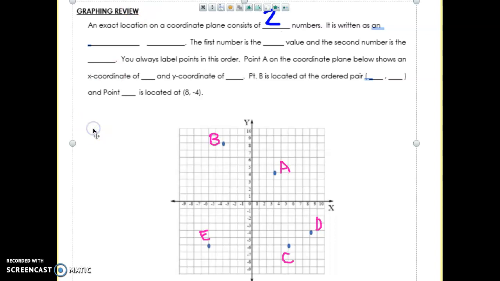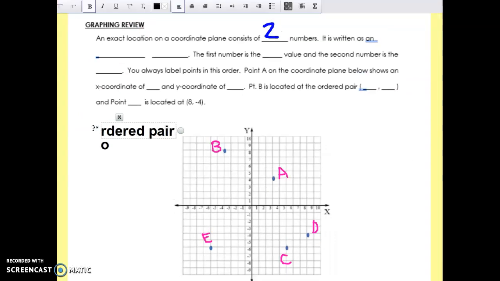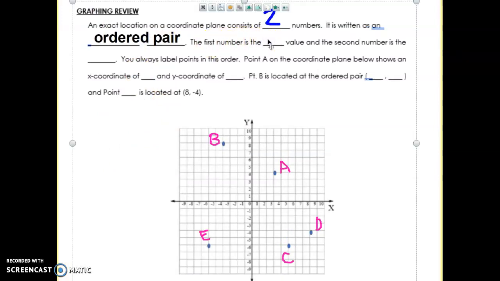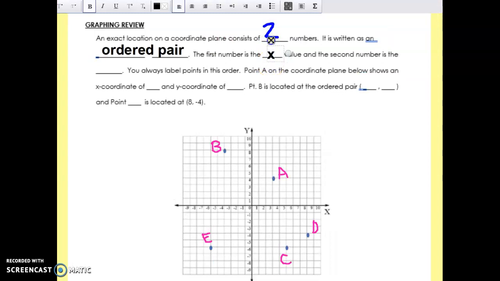And again, we did review this earlier in the unit, just to make sure that we all know what we're doing. Never hurts for a little quick review. So again, it's written as an ordered pair. The first number is the X value. The second number is your Y value. And you always label points in this order.